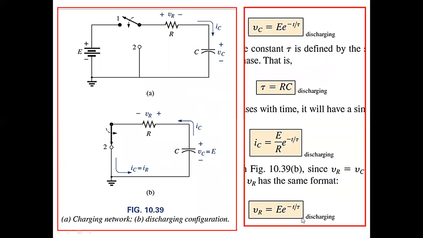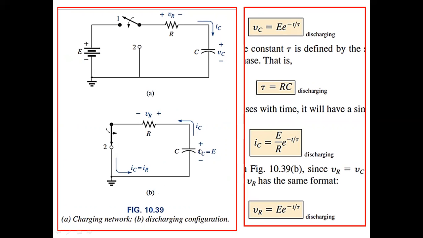Now, this is the circuit for the discharge phase. First of all, we have to charge the capacitor. For this purpose we have to move the switch to position number 1. Once the capacitor is fully charged, we will move the switch from 1 to position number 2. Now when the switch is moved to position number 2, the source will be cut off, so we'll have only a resistor and a fully charged capacitor.